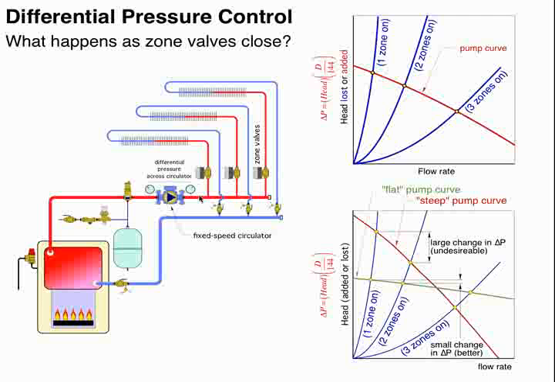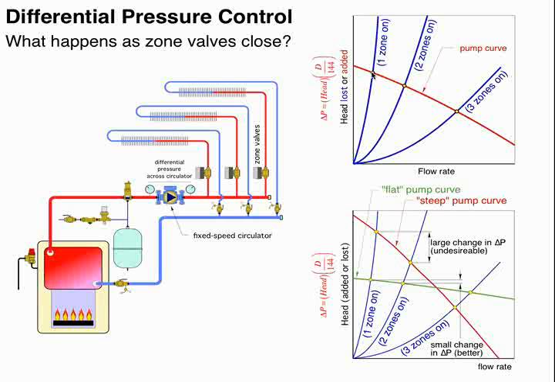What that means is that the flow rate through the two zones that remain on is going to increase. That's because there's more pressure between the supply header and the return header. If we close another zone down, we're going to get a further increase in differential pressure, and that's going to increase the flow rate through that one zone that's still on. And you might say, what's wrong with that?